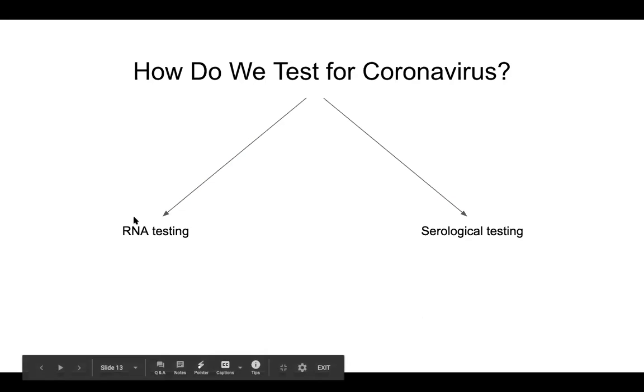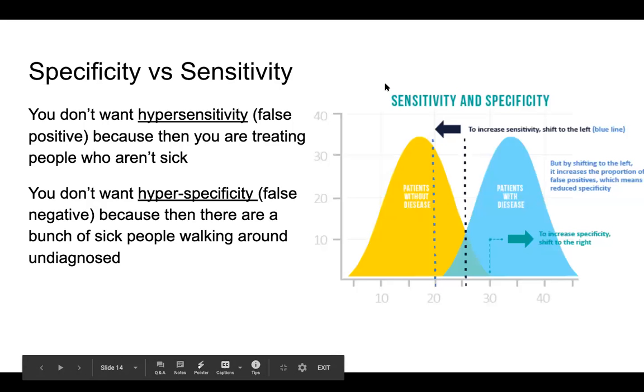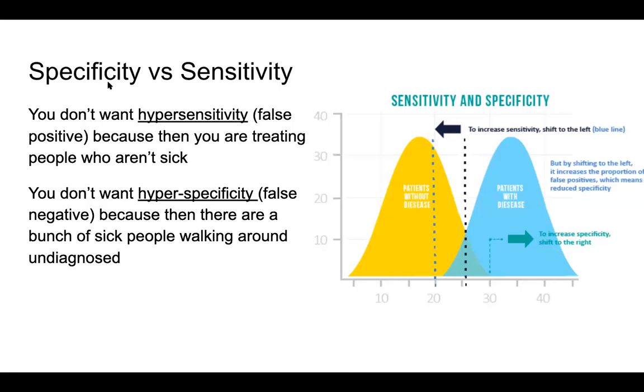The 2 main ones are RNA testing and serological testing. So it's important to remember the difference between specificity and sensitivity. Specificity is a test that is able to capture as many patients with the disease as possible. So it'll only test positive for patients with the disease and won't lead to false positives for patients without disease.